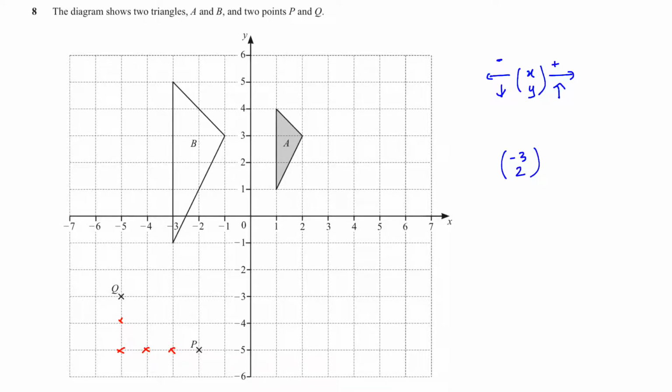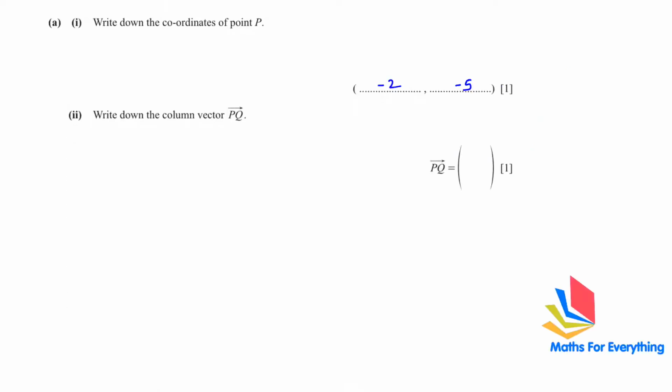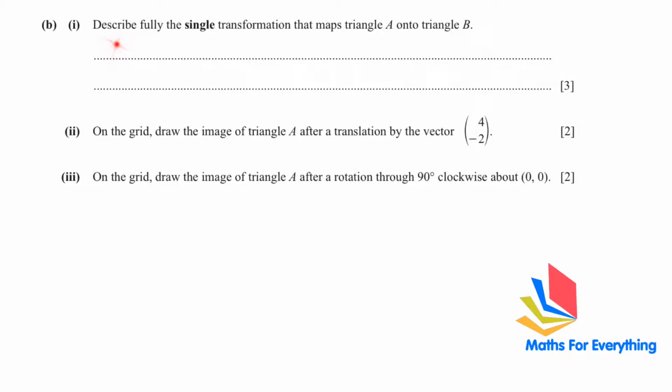So our y coordinate is positive. The answer is negative 3, 2. B1. Describe fully the single transformation that maps triangle A onto triangle B.